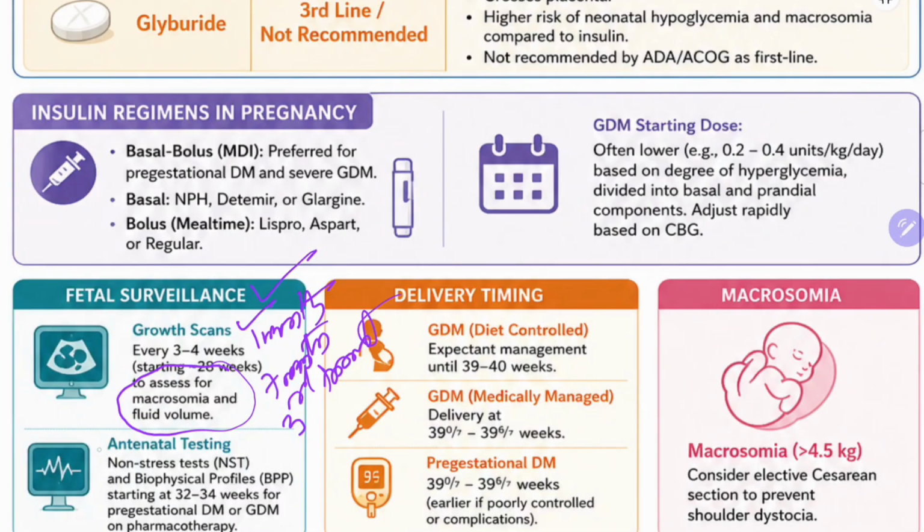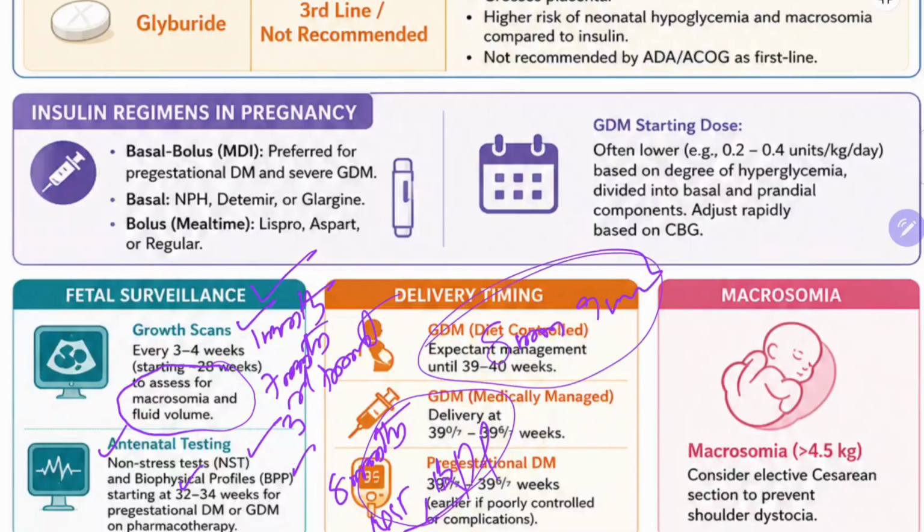Antenatal testing. So 2 tests: non-stress test, NST, and BPP, biophysical profile, should be started at 32 to 34 weeks, meaning at 8 months. Okay, for pre-gestational diabetes mellitus or GDM on pharmacotherapy. So NST and BPP should be performed, okay, at 8 to 9 months: NST and BPP.